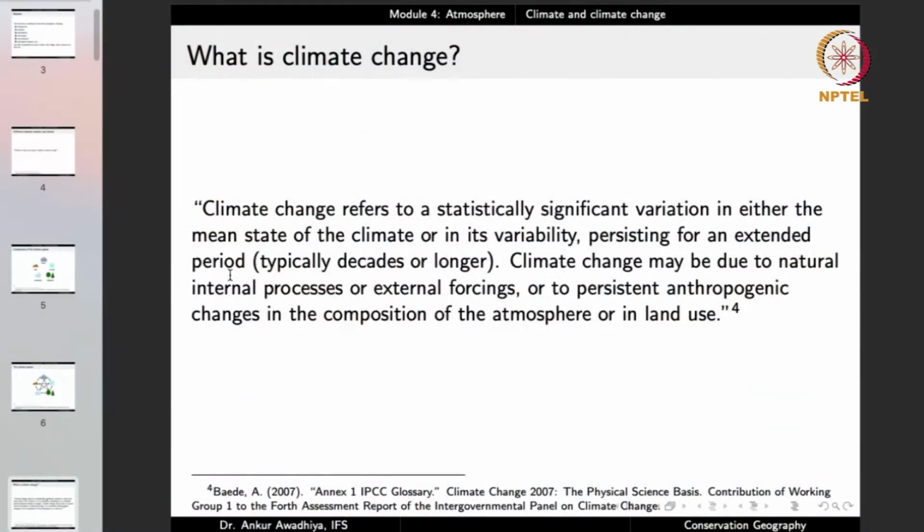Climate change may be due to natural internal processes or external forcings, and they can also be because of persistent anthropogenic changes in the composition of the atmosphere or in the land use. So what causes climate change? We can have climate change due to natural internal processes. So for instance, it is a natural process that you can have volcanic activity.